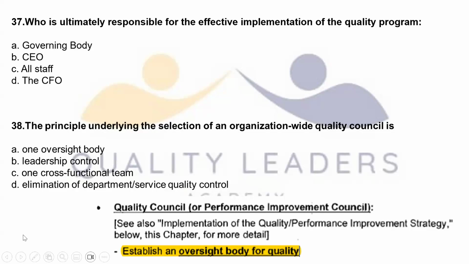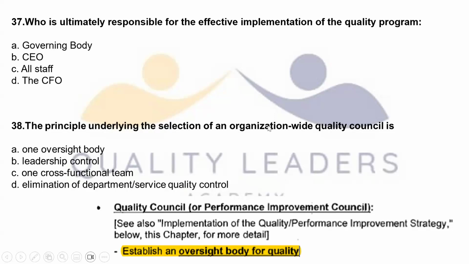Okay, for number 38, the principle underlying the selection of an organization-wide quality council is A, one oversight body, B, leadership control, C, one cross-functional team, D, elimination of department service quality control. What's the answer? A. Okay, that's the correct answer. It's one oversight body. So going back to the Quality Council or the Performance Improvement Council, the one oversight body is the correct answer for Quality Council.